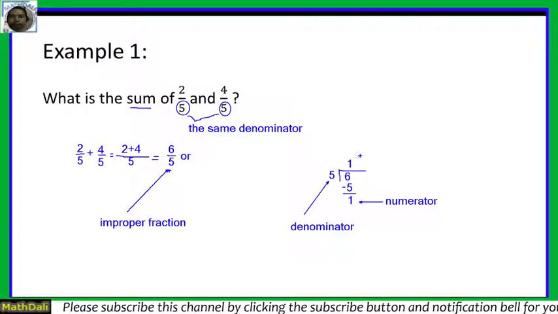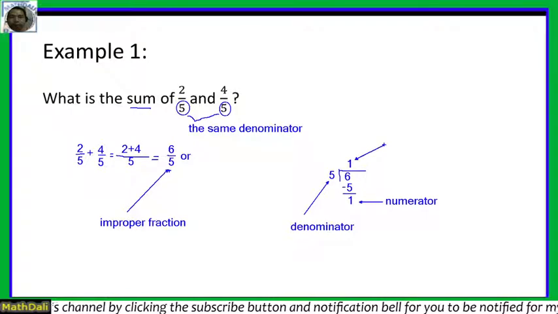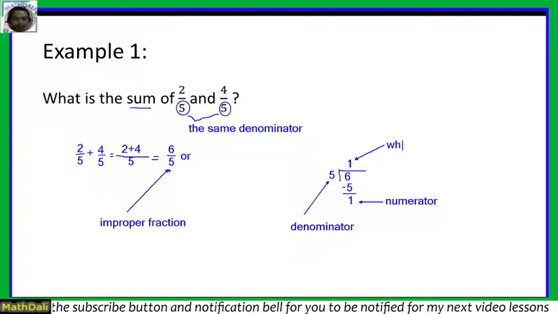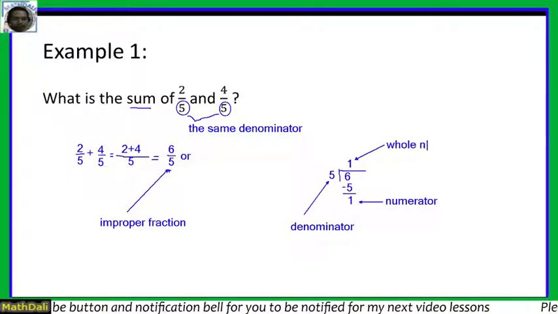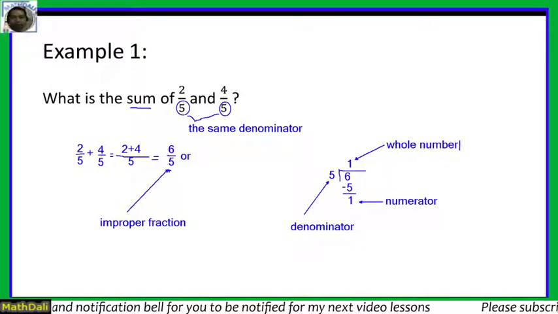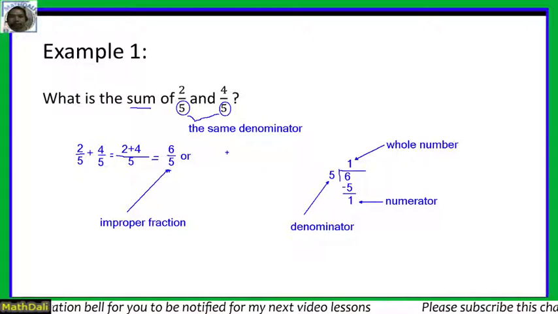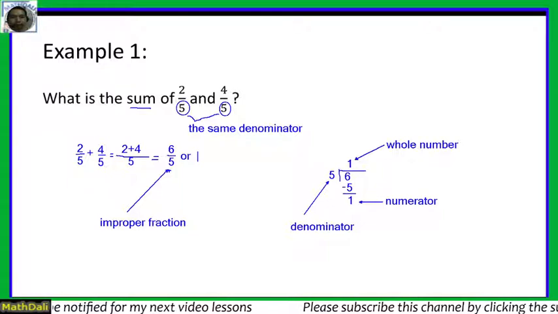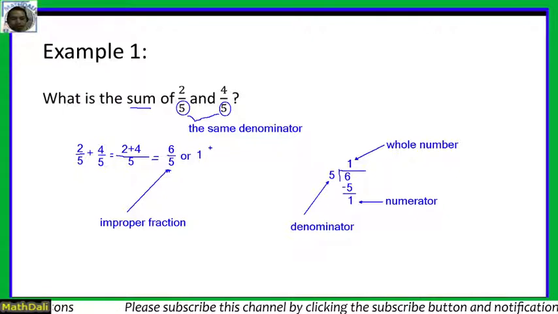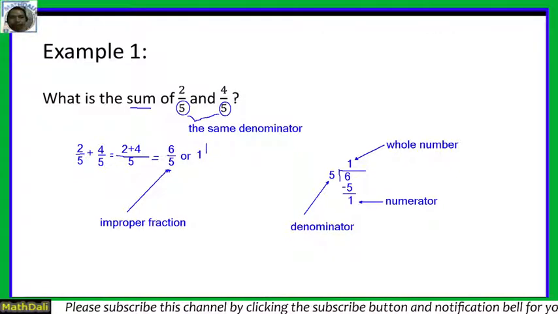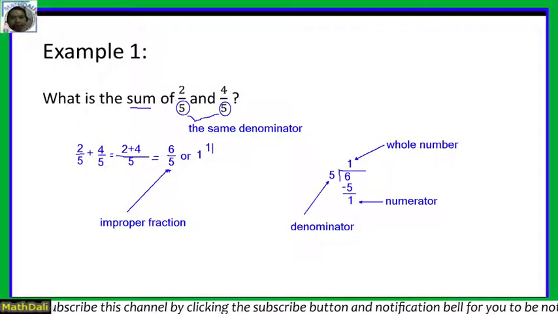Then, itong quotient natin dito na 1, yan yung ating whole number dun sa mixed number. Lagay lang natin dito, this will be the whole number. So, para ilagay yan dito, meron tayong equivalent ng 6 over 5 in mixed number, that is 1 and 1/5. Yan natin dito sa taas, 1 and 1/5.